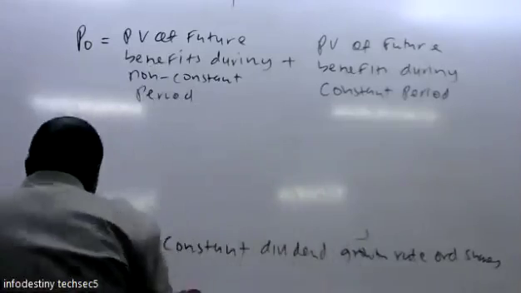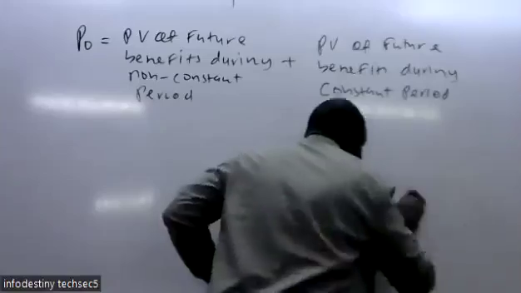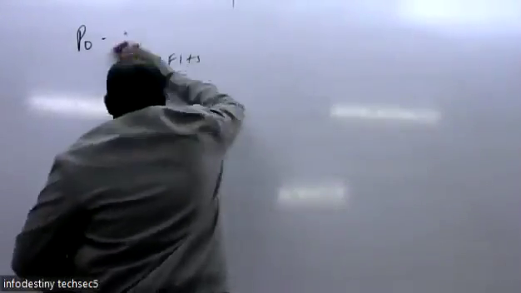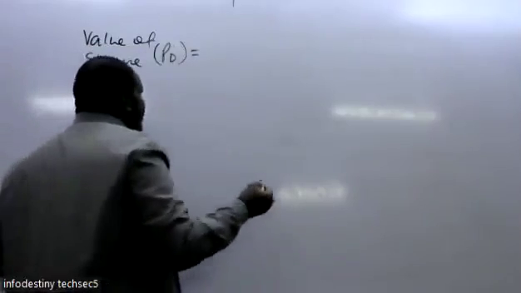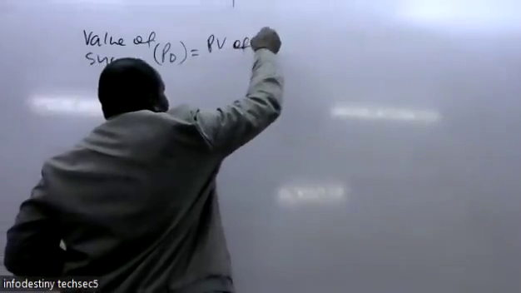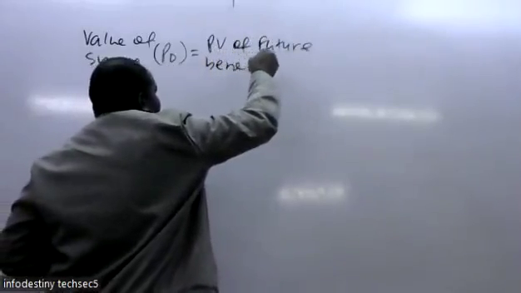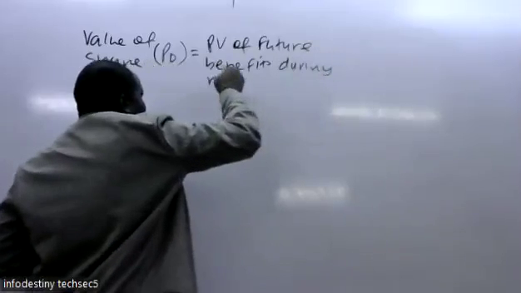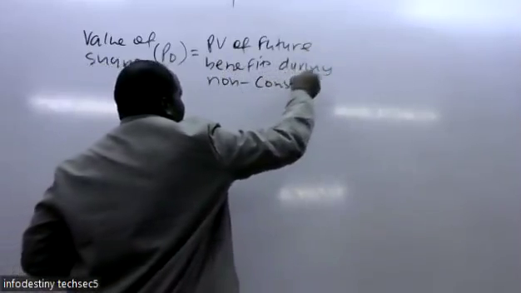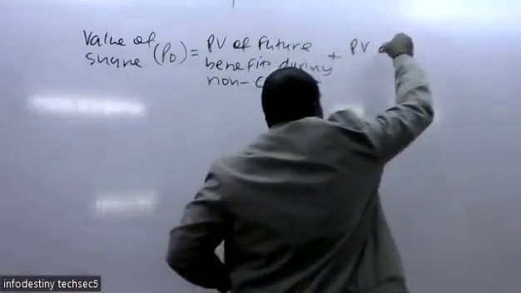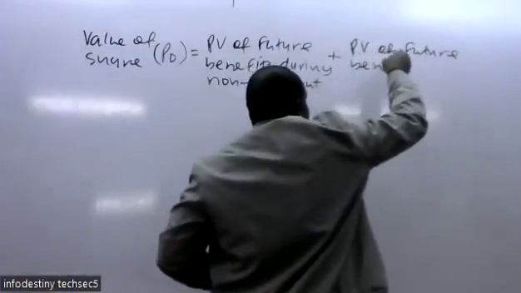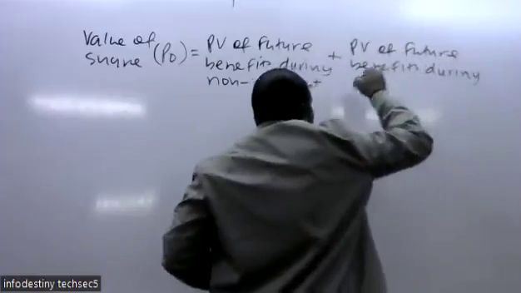So in that case, when you want to compute the value of the share, the value of the share, which is the same as V0, will be equal to the present value of the future benefits during the non-constant period, then we add the present value of the future benefits during the constant period.